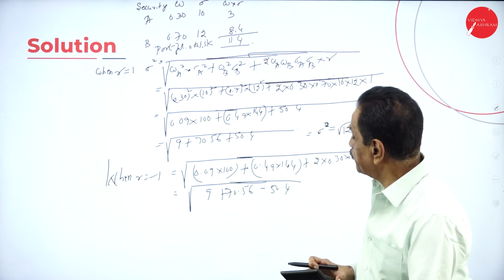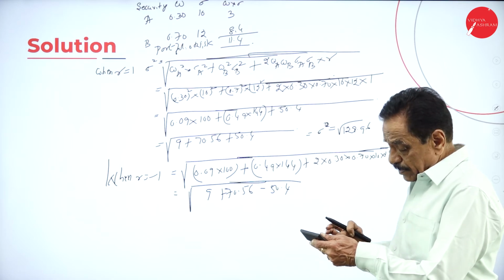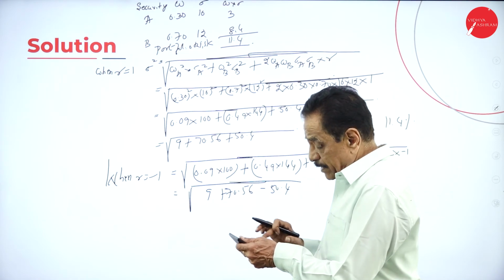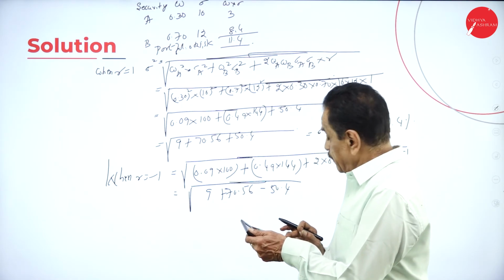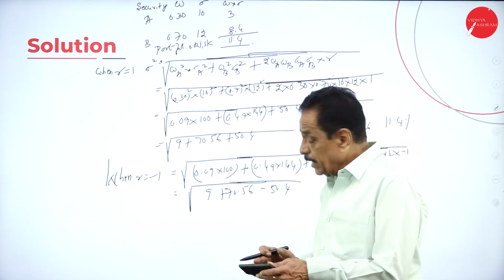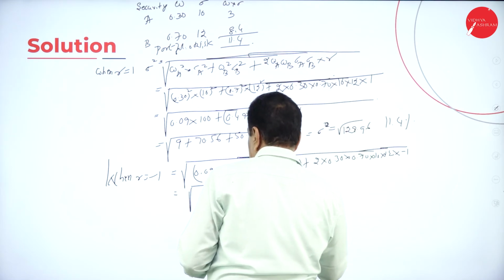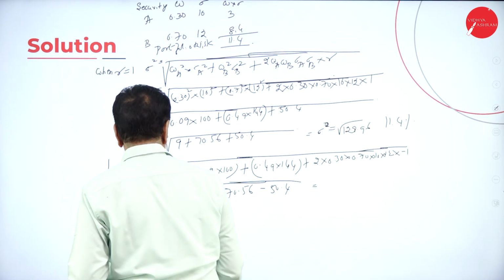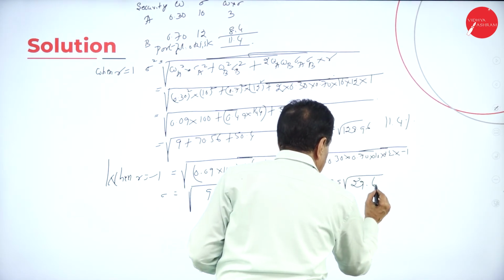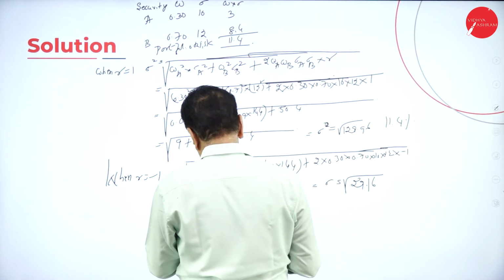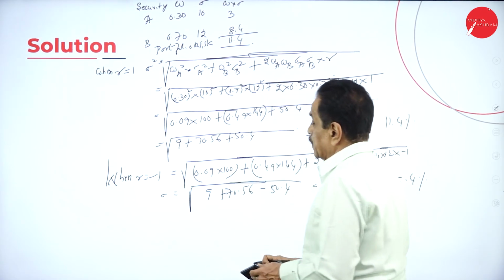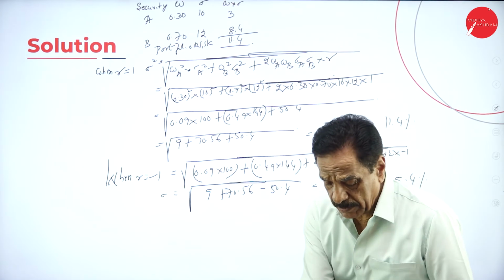Add. This is 70.56 plus 9 minus 50.4, 29.16. Standard deviation is the root of 29.16, 5.4 percent. This is when R is equal to -1.